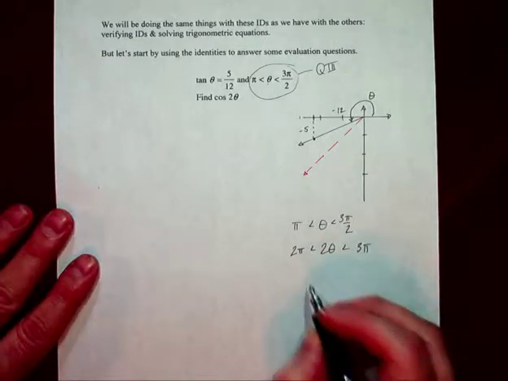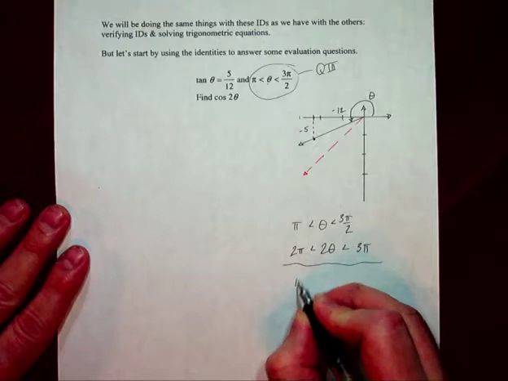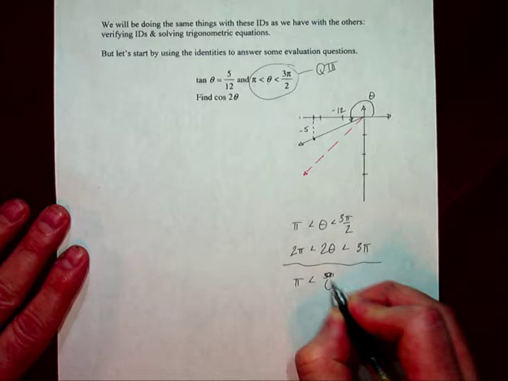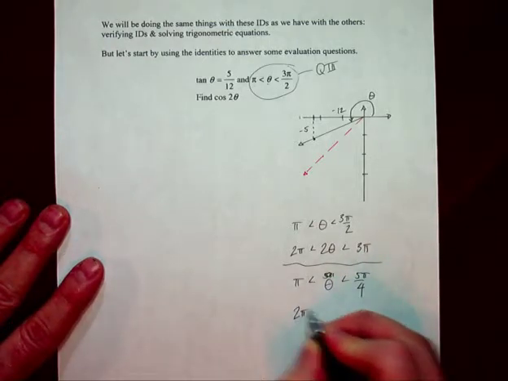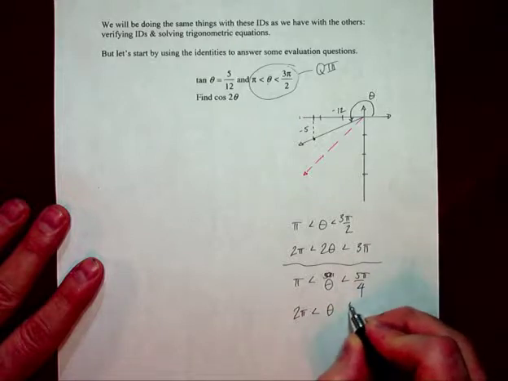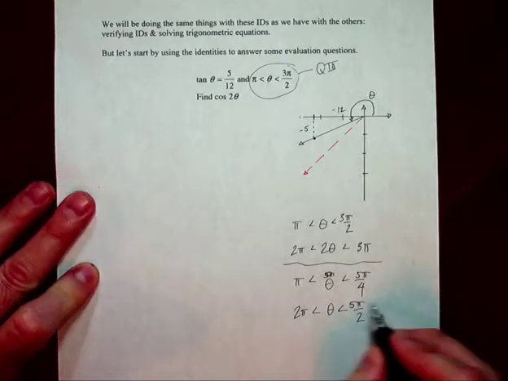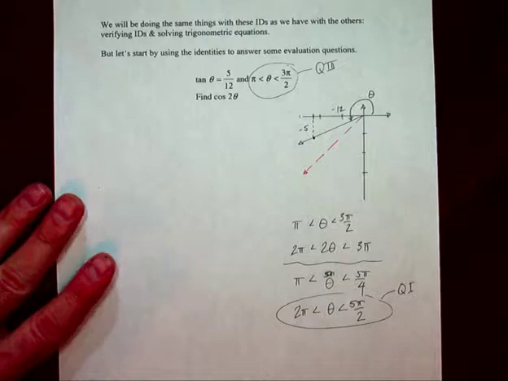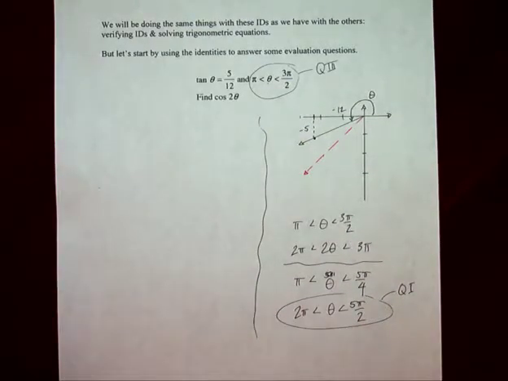But if I know from observation and drawing it out that theta is between pi and 5 pi over 4, then when I double it, I get a much better idea. Between 2 pi and 5 pi over 2. And this tells me that 2 theta is going to be in quadrant 1. Okay, well, that's all well and good. Let's go ahead and figure out cosine of 2 theta.